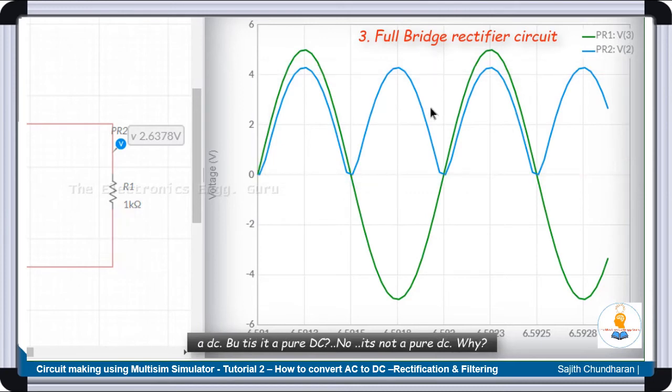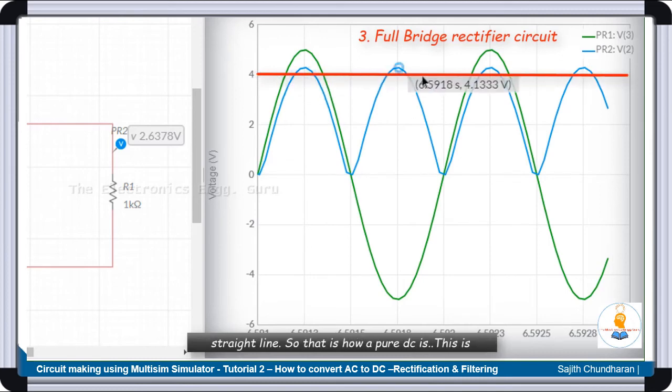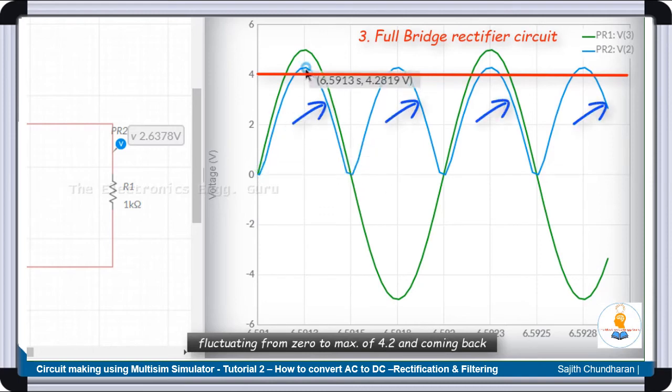But is it a pure DC? No, it's not a pure DC. How can we tell that it is not a pure DC? It's very clear at the output. For a pure DC, if it is 4 volt pure DC, it goes in a straight line. So that is how a pure DC is. This is fluctuating from 0 to a maximum of 4.2 and coming back to 0, so in other words there are ripples, a huge amount of ripples are available, and it is not a pure DC.